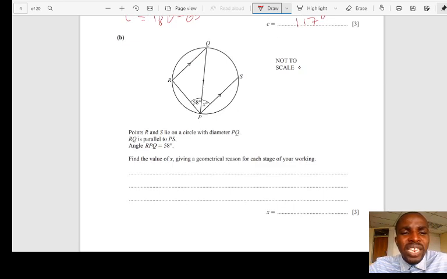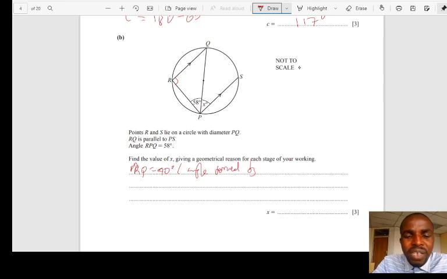Points R and S lie on a circle with diameter PQ. So PQ is the diameter. Before you even look at this item, if there is a diameter, know that the angle subtended by the diameter is a right angle, which means it is 90 degrees. Which means angle PRQ is 90 degrees because it's subtended or formed by the diameter. Then they say find the value of x giving a geometrical reason for each stage of your working. So first you say angle PRQ is equal to 90 degrees. Then you write: angle subtended or formed by the diameter.